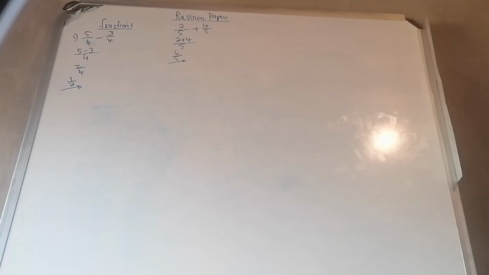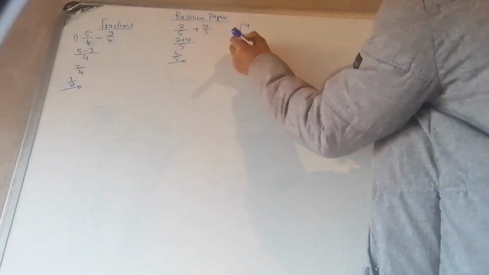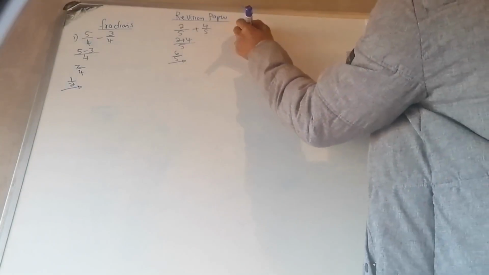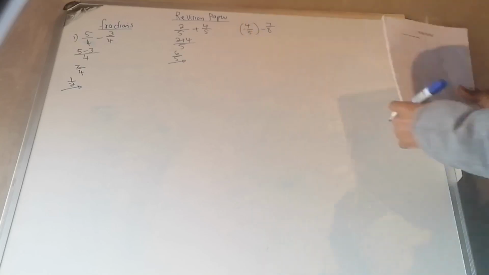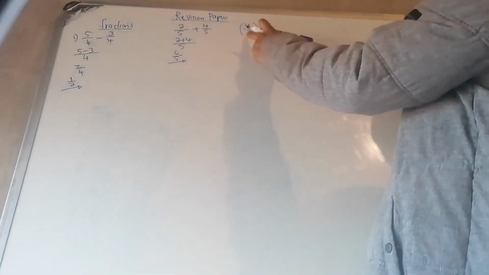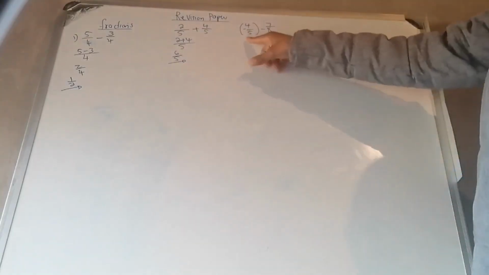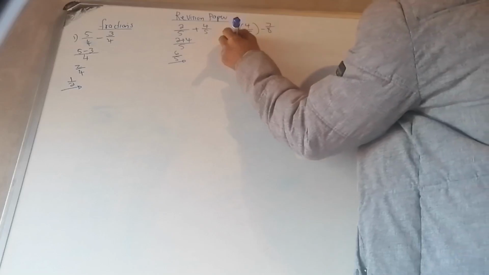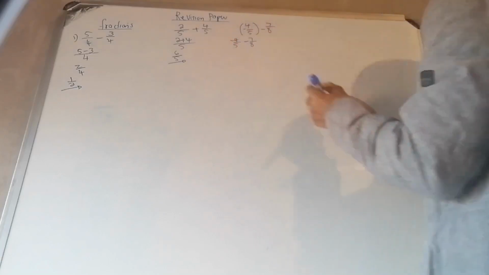And then something like this might also be presented. They can say (-4/5) close bracket minus 7/8, and then they want you to simplify that. Now, when something of this nature is provided, it's not the bracket multiplying. Okay, so it is -4/5 minus 7/8.